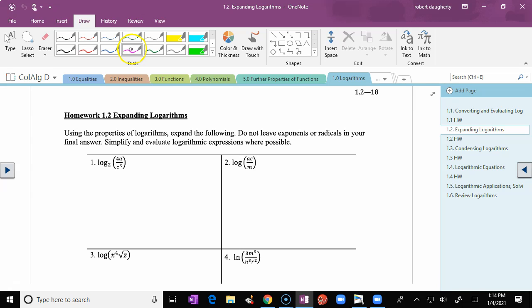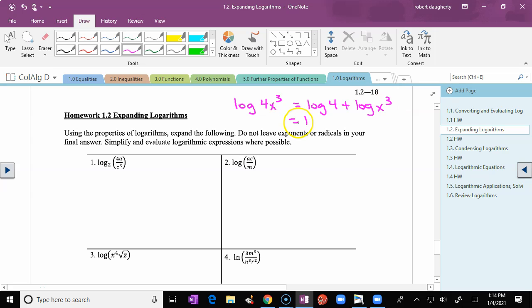So one of the things that people make mistakes on: if I had something like the log of 4 times x cubed, well, I can't use the power rule right away because the only thing being cubed is the x. So you have to use the product rule first. Then you use the power rule. Log of 4 plus 3 log of x.